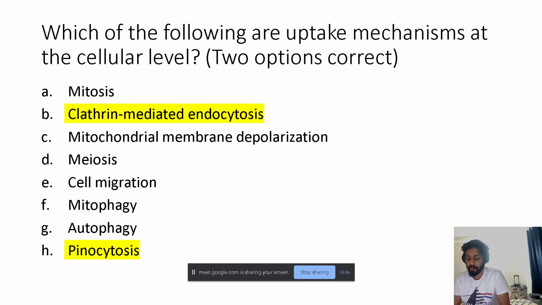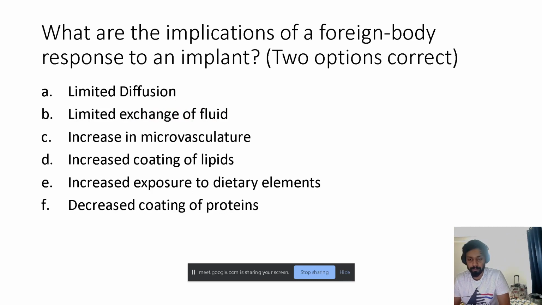What are the implications of a foreign body response to an implant? Two options are correct here. Is it limited diffusion? Is it limited exchange of fluid? Is it increase in microvasculature? Is it increased coating of lipids? Is it increased exposure to dietary elements, or is it decreased coating of proteins?